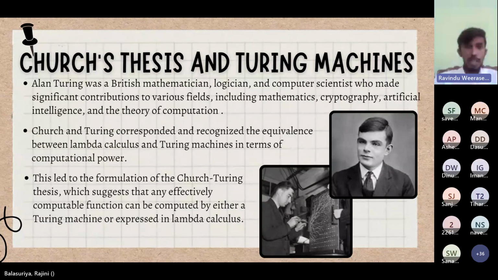Thank you, Tanudha. Ultimately, these two quite different notions, one functional and one state-based, turned out to be equivalent. This is what is called the Church-Turing hypothesis. The Church-Turing thesis is a fundamental concept in computer science and the theory of computation. It states that any effectively calculable function can be computed by a Turing machine. Next, please.